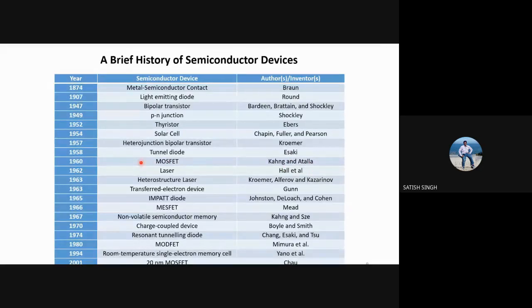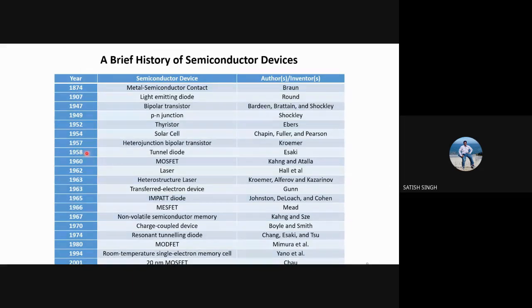Okay, if you go through the history of the invention of different semiconductor devices, you will find that the MOSFET, the functional MOSFET, was invented in 1960. The first idea about the MOSFET came somewhere around 1935, but at that time the scientists were unable to show a functional device. They were not able to make a functional MOSFET, but the idea was there in 1935.